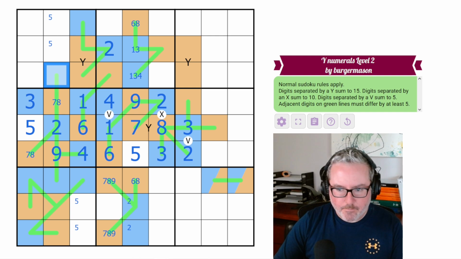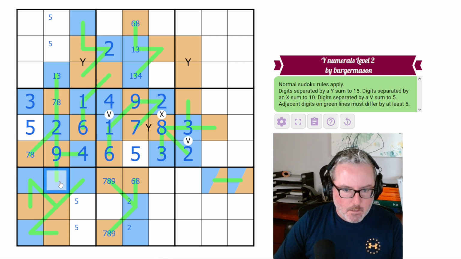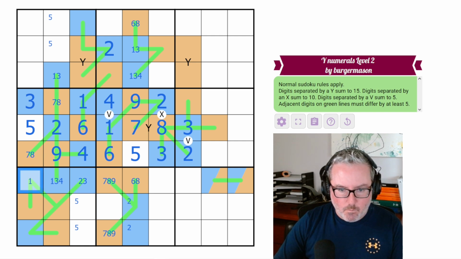What can this be? It's either a 1 or a 3. Cannot be a 4 because we don't have a 9 to go with it. This could be 1, 3, or 4. What about this guy? This is either 2 or 3. This is either 1, 2, can't be 4. And then this is 1 or 2.